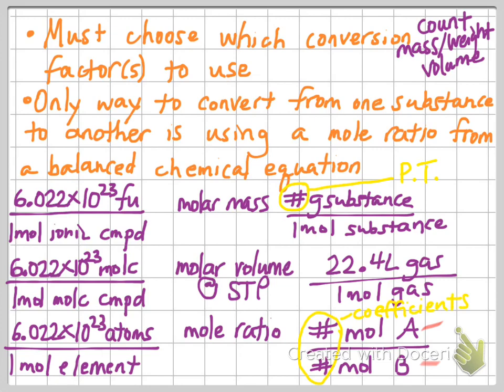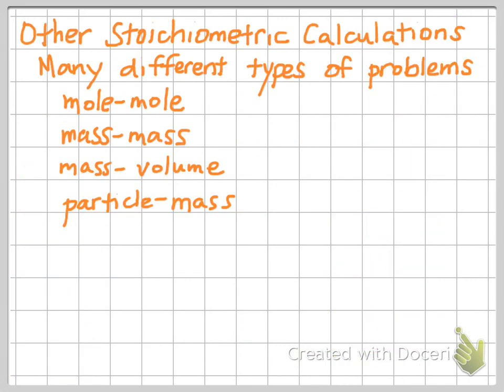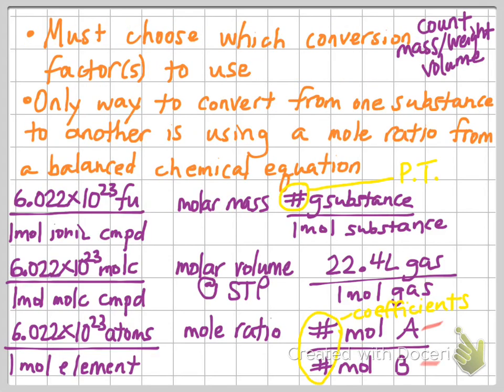So that's why it's very important that you are able to correctly write and balance a chemical equation, because you have to use those coefficients in your mole ratio. So using these 6 conversion factors, you can do all these different kinds of stoichiometric problems. Hopefully you've made yourself a little chemistry toolkit, a little piece of paper or an index card that has these tools on it.